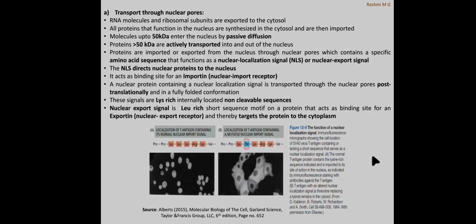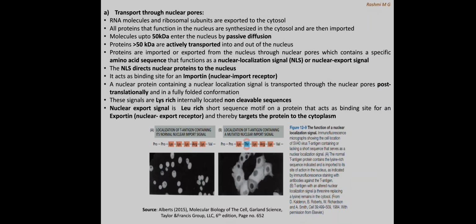As discussed earlier, the nuclear pore is an association of protein complexes, and it has octagonal symmetry. The RNA molecules and ribosomal subunits are exported to the cytosol. All proteins that function in the nucleus are synthesized in the cytosol and are then imported. Some of the proteins synthesized in the cytosol by the cytosolic ribosome are transported into the nucleus. Whichever product is produced inside the nucleus is transported out to the cytosol through the same nuclear pore itself.